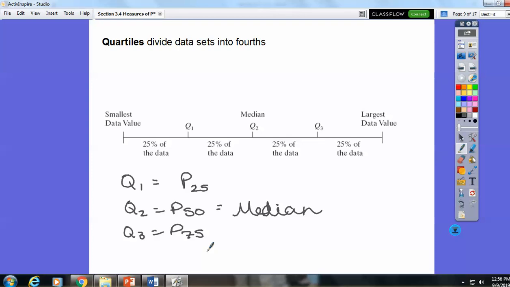The fourth one would just be your highest data point because it would mean 100% of the data was below that. So we only use the 3 quartiles.